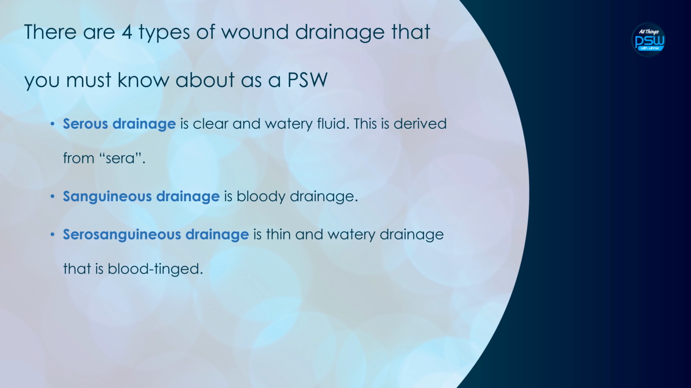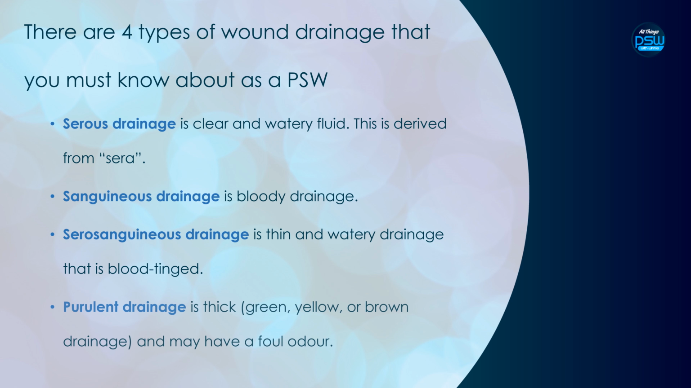And the final one, which means maybe there's an infection or there is an infection actually, is the purulent one. This is thick. It typically has a foul odor, but it could be green, it could be yellow, it could be brown, but it's very strong smelling. So because it's something to do with an infection, probably you will typically get antibiotics when you have purulent drainage.